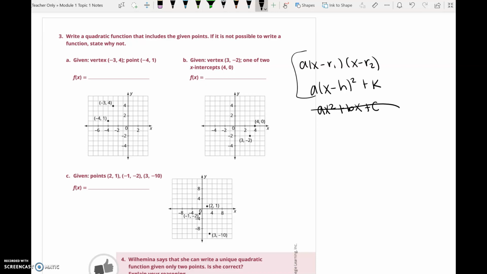With this, we're going to learn how to write some equations. So in 3a, I have the vertex and a point. If I have a vertex, it's probably a pretty good idea to use vertex form. So I'm going to come over here and do it. I don't quite have enough room with what they've given me there.